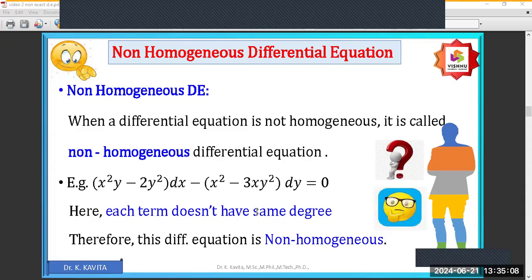Next, we'll move to the third one, non-homogeneous differential equations. When a differential equation is not homogeneous, we say it is a non-homogeneous differential equation. Here in the example, you can observe that one term has degree 3, 2 + 1, but the other term, x², has degree 2. So one term contains degree 3 and the other term contains degree 2, which does not match the homogeneous form. Each term does not have the same degree, therefore the differential equation is non-homogeneous.